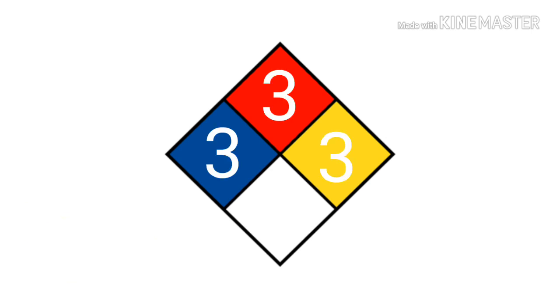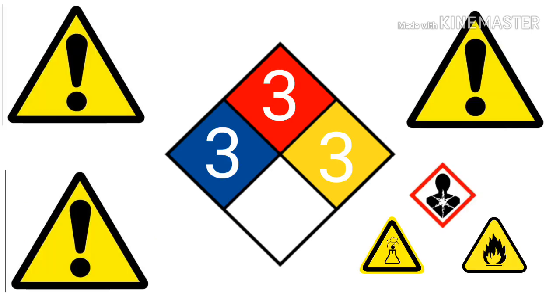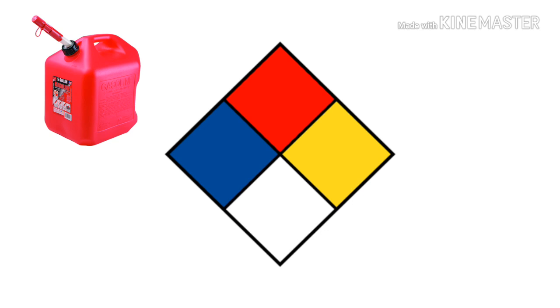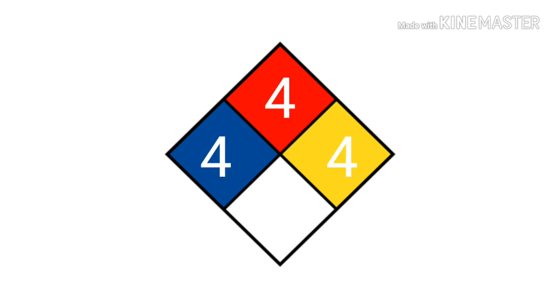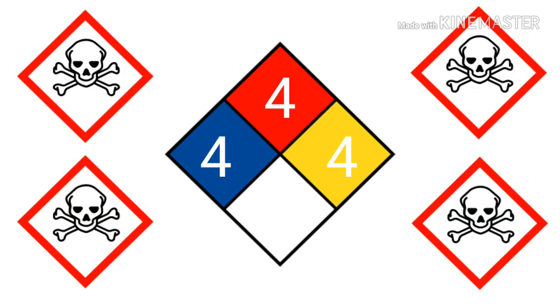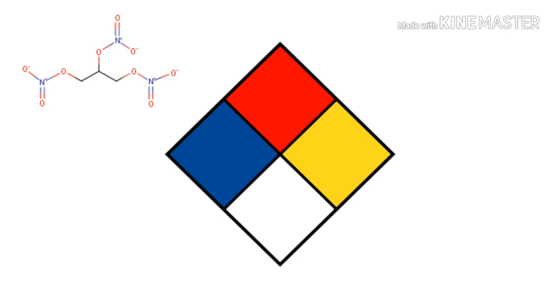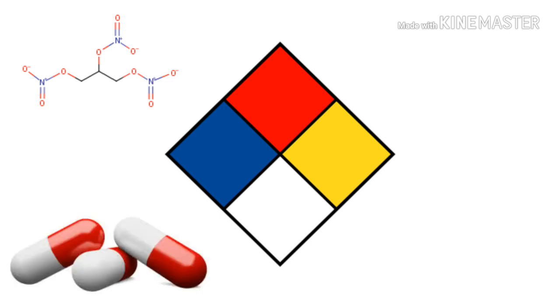If the number 3 is shown on a quarter, then a moderate threat is present. For example, gasoline used in some car engines has a red quarter rating of 3. If a number 4 is shown on a quarter, then a severe threat is present. For example, nitroglycerin used in some medication has a yellow quarter rating of 4.